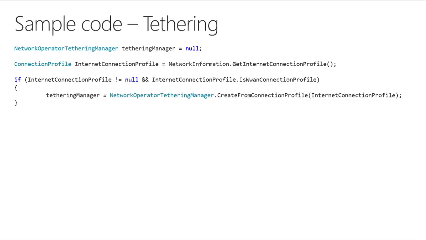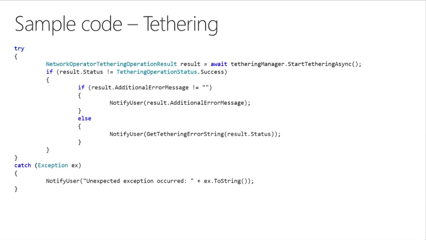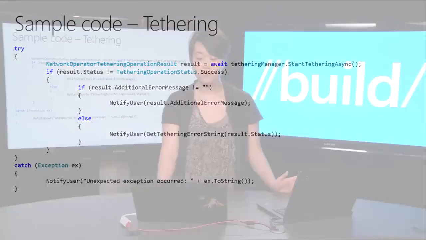Then the next step in this is to try actually connecting, or to start tethering. So I have tethering manager.start tethering async, and then I can check to see whether that operation failed or succeeded. So that is all of the APIs that I had to show.